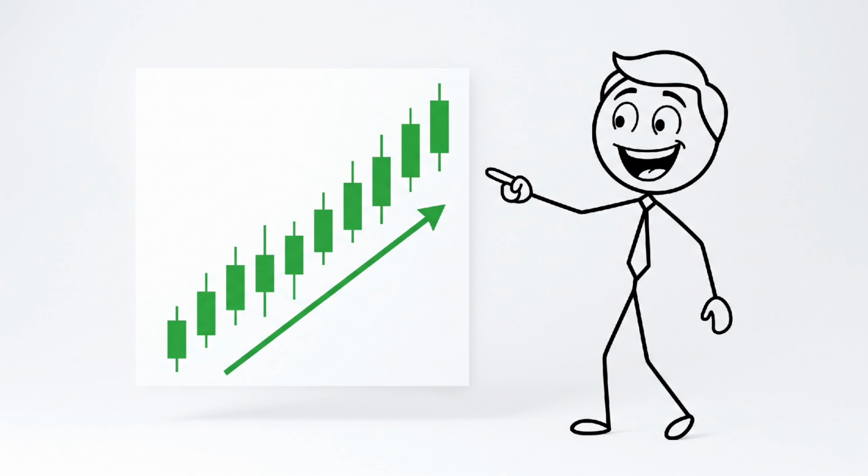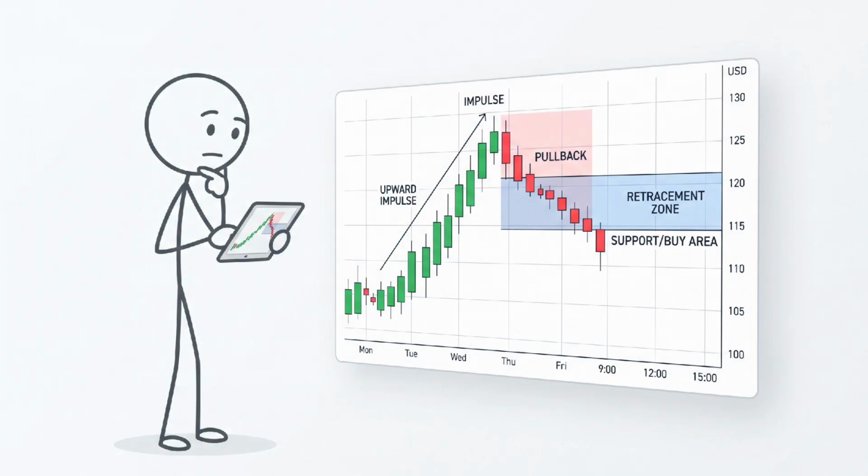The primary trend, the tide. Months to years, the big picture. Read it on the weekly and daily chart. Higher highs and higher lows equals bullish. Lower highs and lower lows equals bearish. The secondary reaction, the wave, weeks to months. This is the pullback against the primary trend. It typically retraces 33% to 66% of the last impulse. This is where smart money reloads.